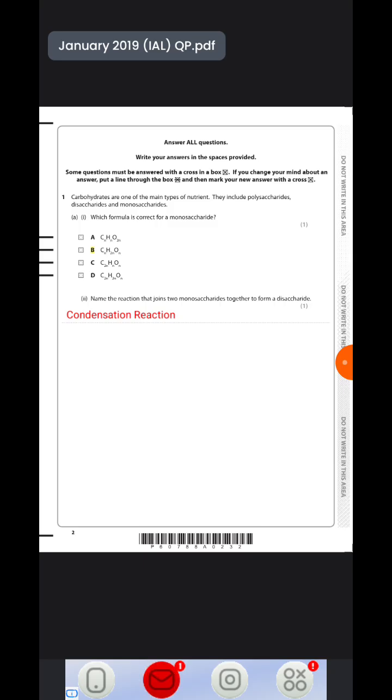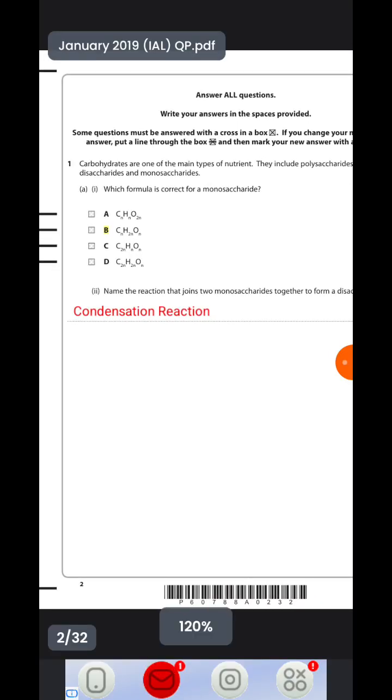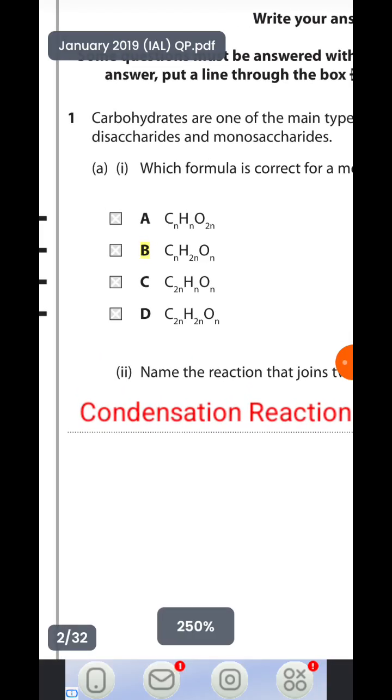A polysaccharide means a large number of monosaccharides combined together to form a long chain, and specifically there are 11 or more monosaccharides in a polysaccharide. So now they're asking which formula is correct for a monosaccharide. So for monosaccharides, the carbon to hydrogen to oxygen ratio is 1 to 2 to 1. Therefore, the answer is B, because there is n number of carbons, hydrogen is 2 times n, and oxygen is same as carbon. So B is the answer.